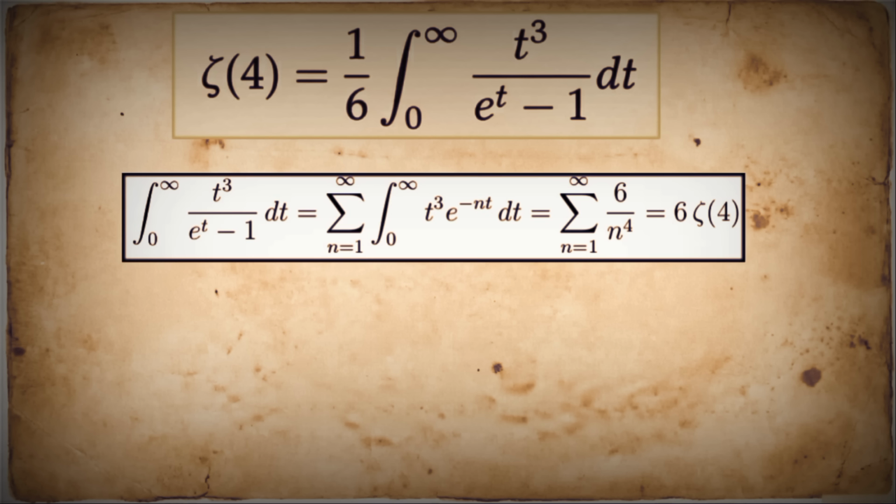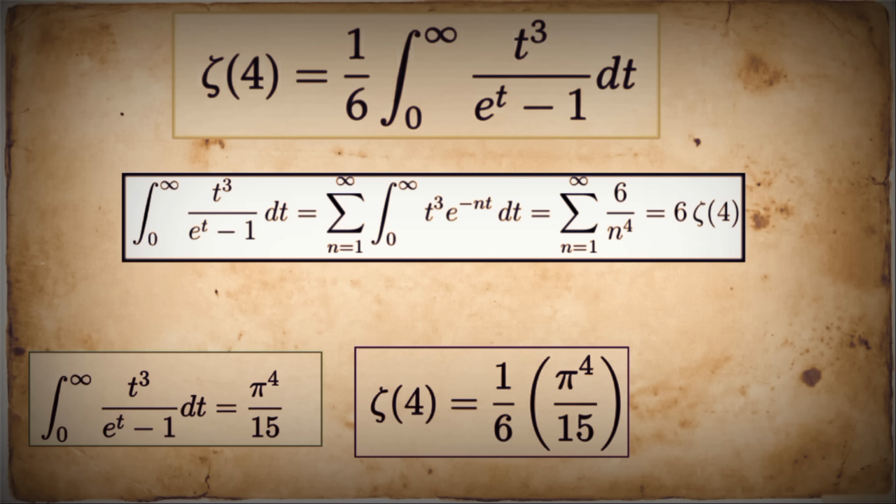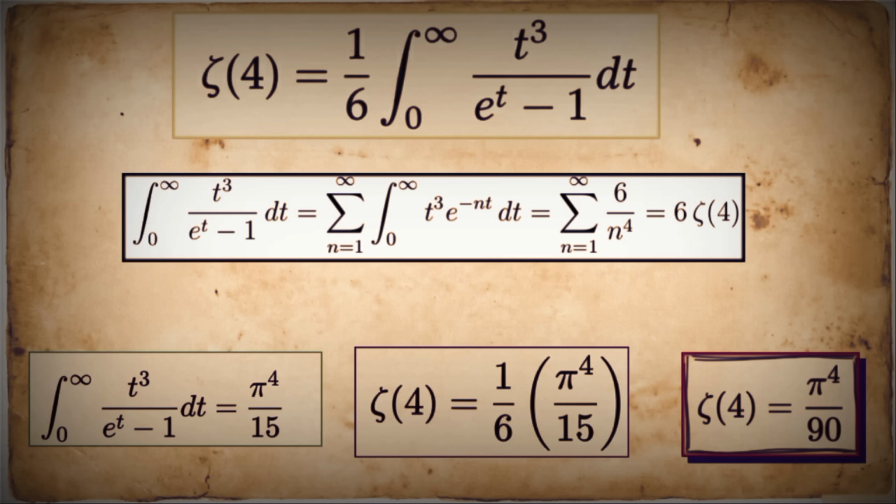This evaluation can be done by expanding 1 over e to the t minus 1 as a geometric series and integrating term by term. Each term contributes 1 over n to the fourth times 6, summing to 6 times zeta of 4, which gives a self-consistent equation whose solution is pi to the fourth over 15. Alternatively, it follows from contour integration. Either way, substituting back, zeta of 4 equals pi to the fourth over 90.